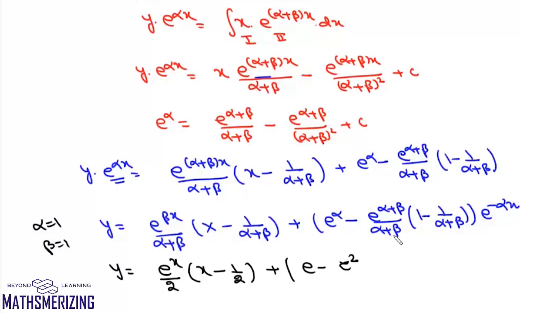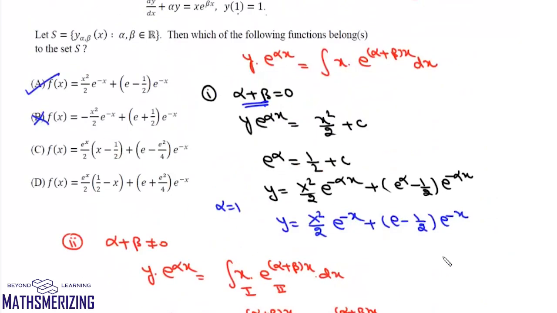Now this is 1 by 2, and this also is 1 by 2. So e square by 4 into e to the power minus x, which is nothing but your option C. So this is your option C. So option D is incorrect. So the correct options are A and C.